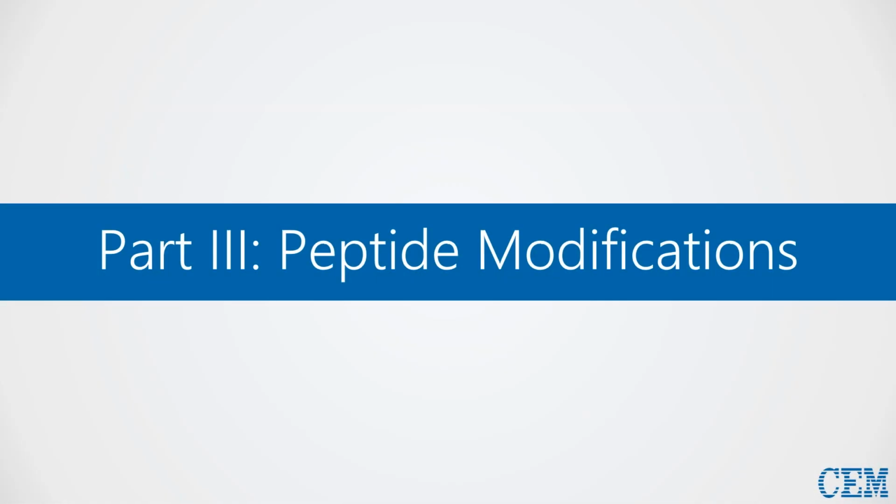In addition to peptoid synthesis, PNA monomer incorporation is another peptidomimetic application possible with the Liberty Blue. Though omitted from this webinar, please feel free to email peptide.support@cem.com for more information. In the meantime, however, let's take a look at this webinar's final part, peptide modifications.